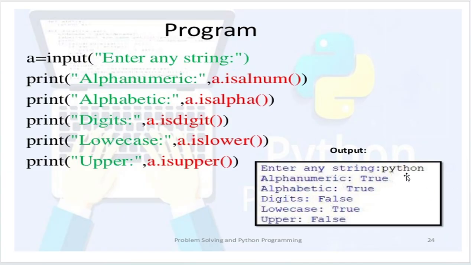So as I've told you, here it contains the alphabet, so it returns true. It's isalpha. It contains only the alphabet, so it is true. This isdigit means it doesn't contain any numbers, so it returns false. Next is islower. The given string Python contains only lowercase letters, so it returns true. isupper. It doesn't contain any uppercase characters, capital letters, so it returns false.